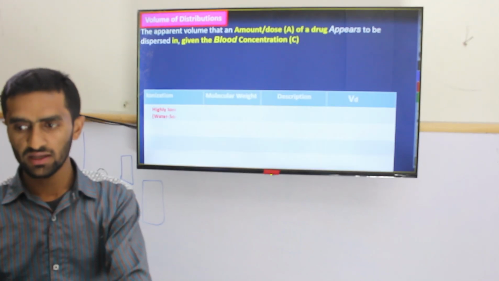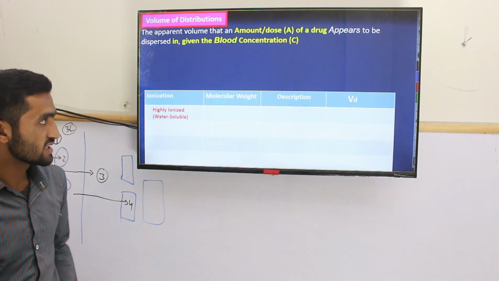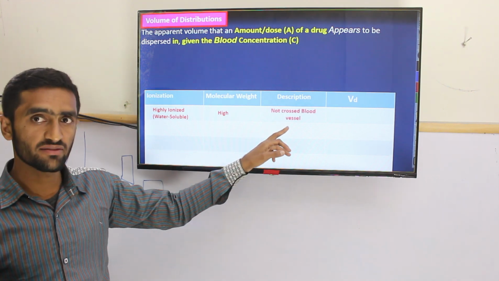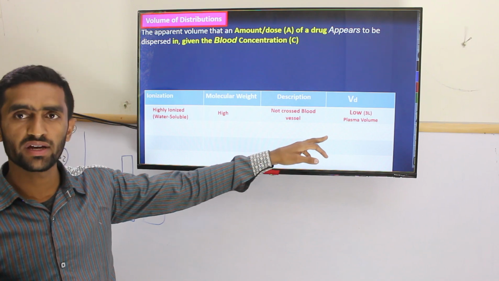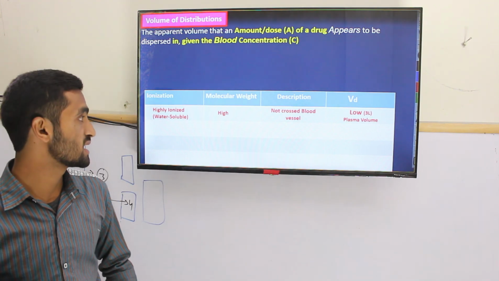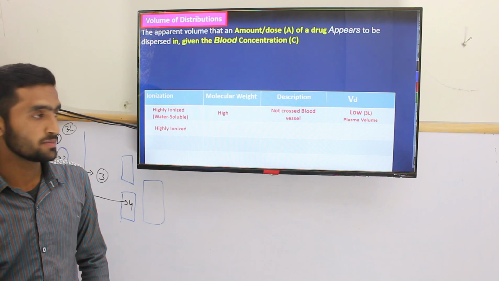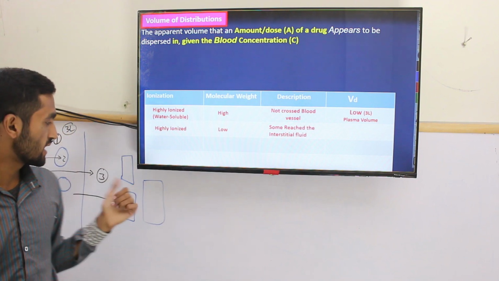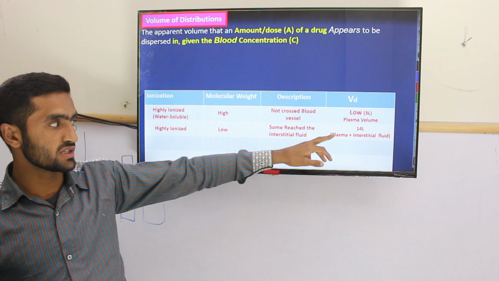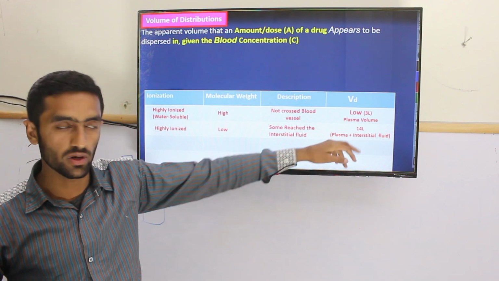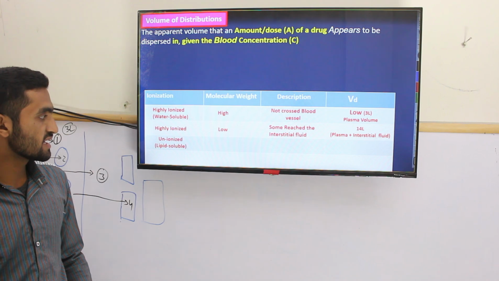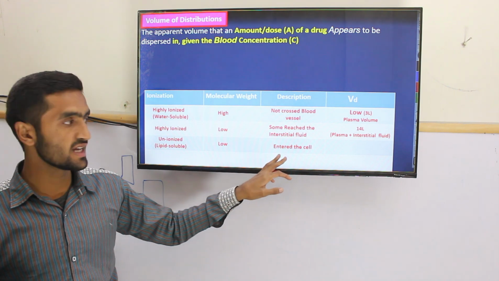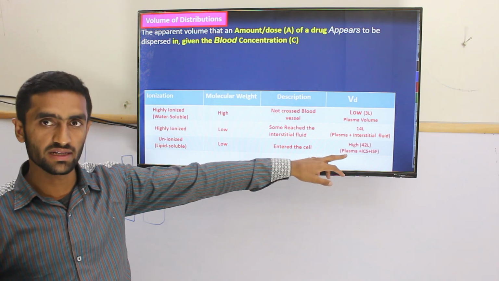Let's see the example. If it is highly ionized, water soluble, and high molecular weight, it cannot cross a blood vessel, as I mentioned. So its volume of distribution is very low, only 3 liters, because it's plasma. If your drug is highly ionized but low molecular weight, some reach into the interstitial fluid. So its volume of distribution is 40 liters, plasma plus the interstitial fluid. And if the other drug is unionized, lipid soluble, and low molecular weight, it can enter into the cell, so its volume of distribution is 42 liters.